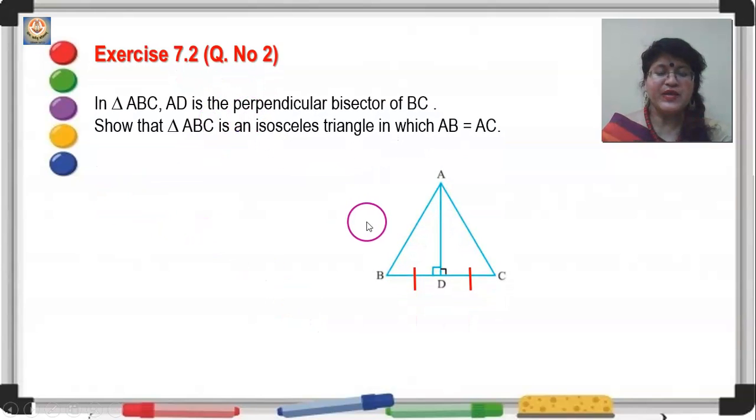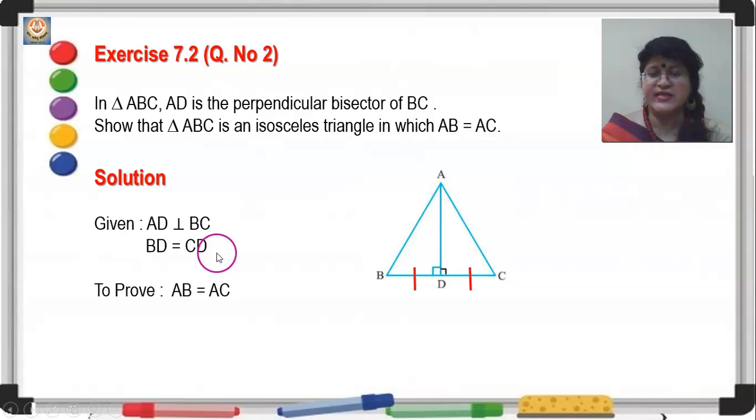Question number 2. The diagram is given in the text. In this triangle ABC, it is mentioned that AD is the perpendicular bisector of BC. The meaning of perpendicular bisector is AD is perpendicular to BC, that is indicated by this 90-degree. Not only that, it also bisects BC because it is the perpendicular bisector. That means BD is equal to CD. So from this information, you write down what is given and what you need to prove.